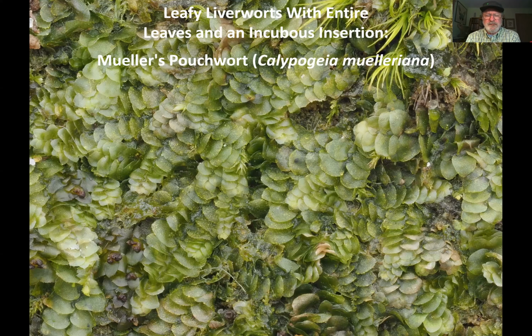So here's a genus that's fairly easy to recognize using these characteristics that we talked about, because Calypogeia is our only liverwort genus that has entire leaves, neither lobed nor toothed, and an incubous insertion. I should restate, neither toothed nor lobed nor complicate bilobed. The trick with this, as we'll see soon, is that sometimes liverworts that have complicate bilobed leaves with the lower lobe smaller, it's hard to tell from above because you don't see the lower lobe. But this one, if you took a little look at the undersurface, you'd see these are strictly entire leaves.